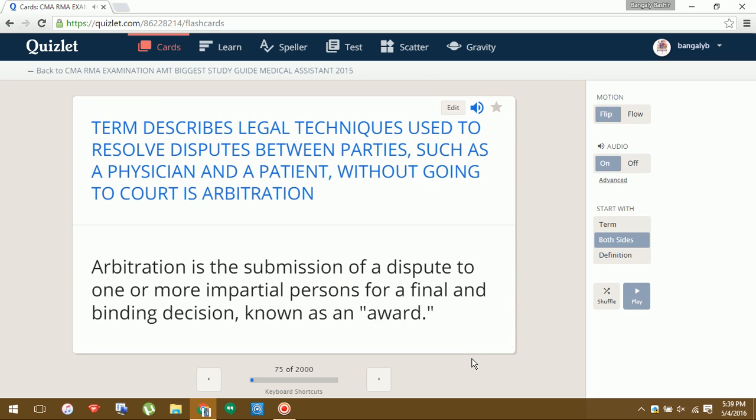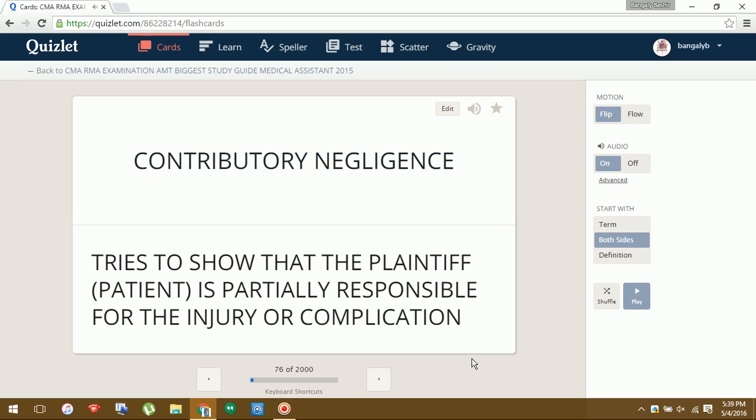Which term describes legal techniques used to resolve disputes between parties, such as a physician and a patient, without going to court? Arbitration. Arbitration is the submission of a dispute to one or more impartial persons for a final and binding decision known as an award. Contributory negligence tries to show that the plaintiff is partially responsible for the injury or complication.